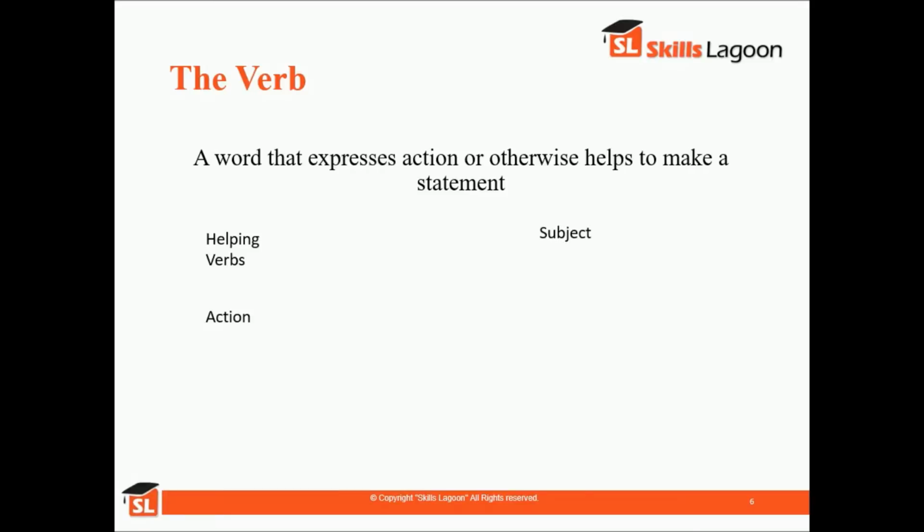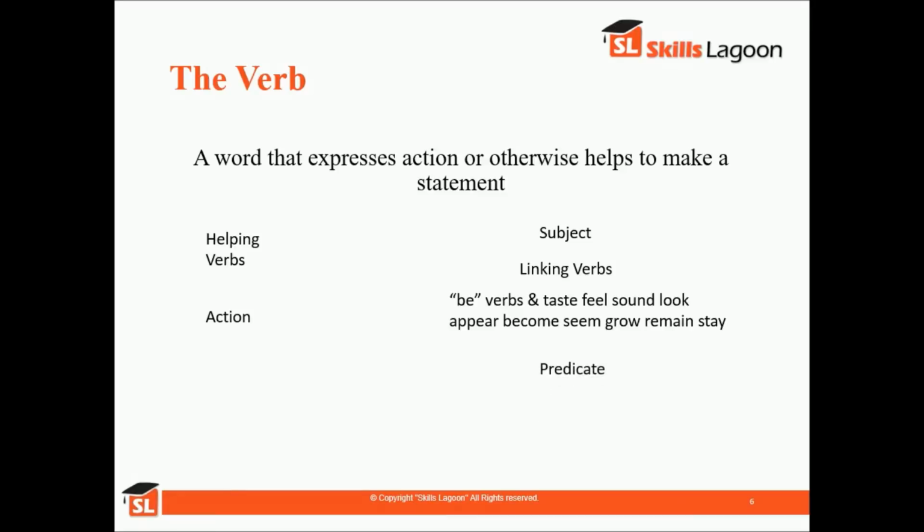So how is it used in a sentence? First of all, there would be a subject, then linking verbs. So linking verbs: be verbs and taste, feel, sound, look, appear, become, seem, grow, remain, stay. These are linking verbs, and then we use a predicate. So in other words, I can say every sentence must have a verb.